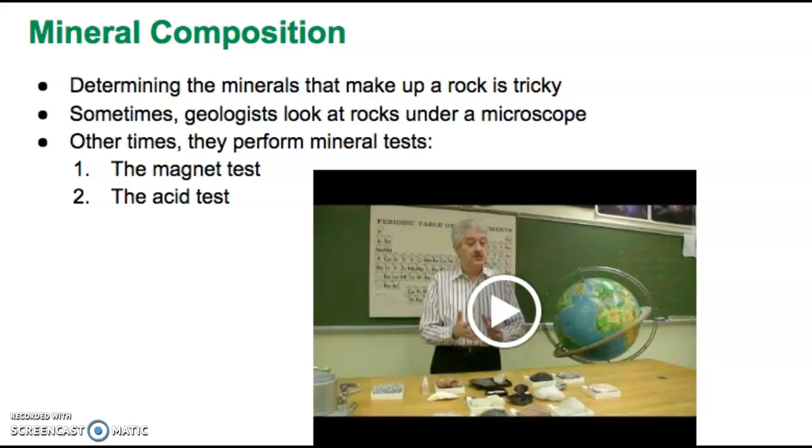Other times, geologists will perform tests. They'll use tests like the magnet test that we used in class to attempt to identify magnetite. They might also use an acid test. You weren't able to try this in class because we wanted to preserve our specimens, but calcite, if you add an acid to it with an eyedropper, will start to bubble and fizz, sort of like a baking soda and vinegar reaction. The acid test will help you to identify whether or not a mineral like calcite is present.